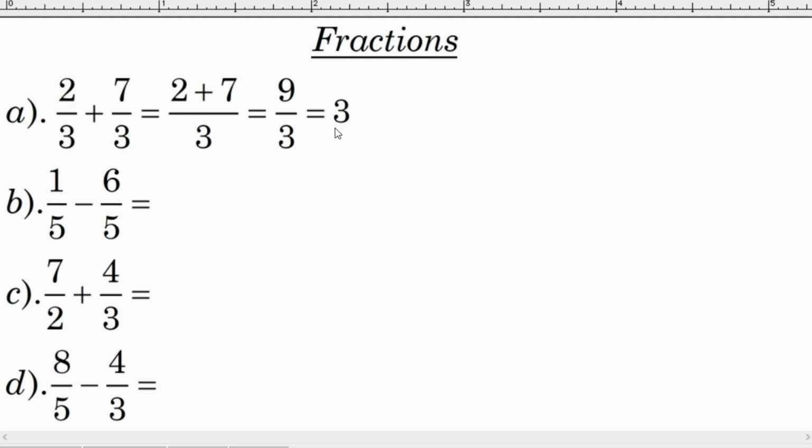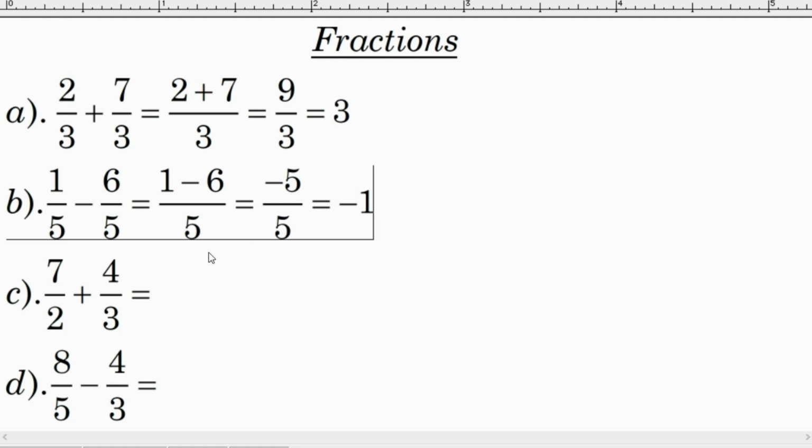Okay, then now we have B: 1/5 minus 6/5. We keep the same denominator, which is 5, and then we subtract the numerators from each other, so that will be 1 minus 6, which equals minus 5. So minus 5 divided by 5 equals minus 1. 5 divided by 5 equals 1, right?